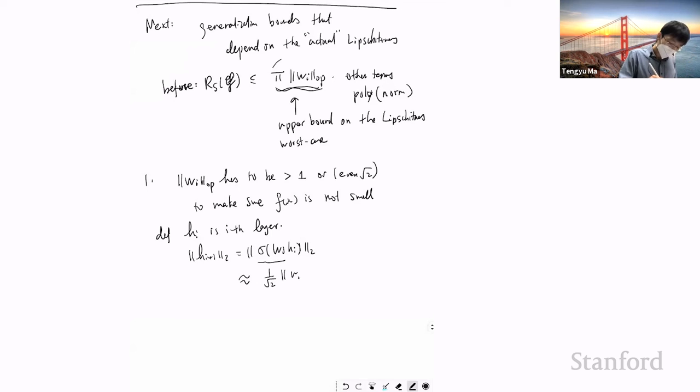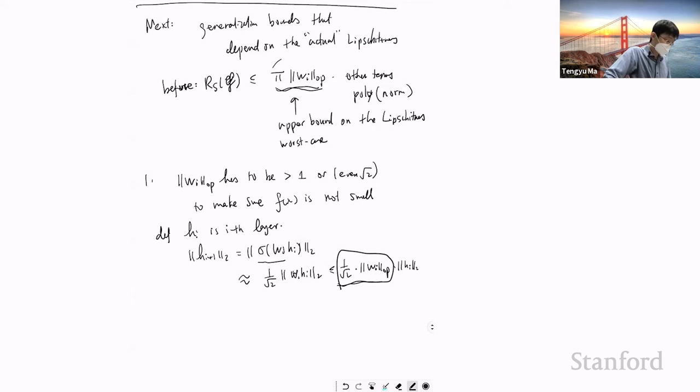Of course, this is very heuristic. This is just a belief, an assumption. Suppose this is the case, then this is less than or equal to square root 2 times the operator norm of W_i times the 2-norm of h_i. So each time you can only grow the norm of h_i by this factor. If the operator norm of W_i is less than square root 2, then you are shrinking your norm over layers. The norm of every layer becomes smaller and smaller, and eventually converges to 0. So your output will be very small.